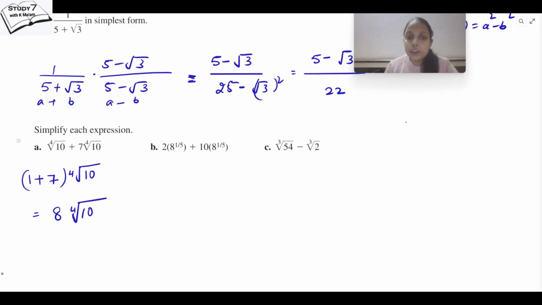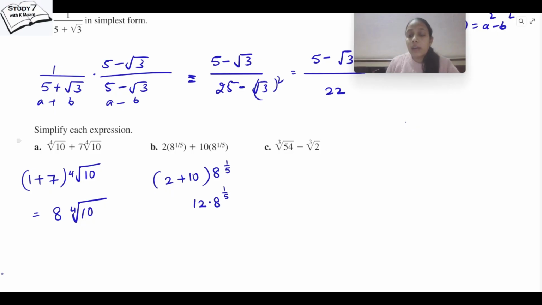Similarly, look at this. It's 2 times 8 power 1 by 5 plus 10 times 8 to the power 1 by 5. I can take 8 power 1 by 5 outside. What is left? 2 left here and 10 here. So the total is 12 times 8 power 1 by 5.